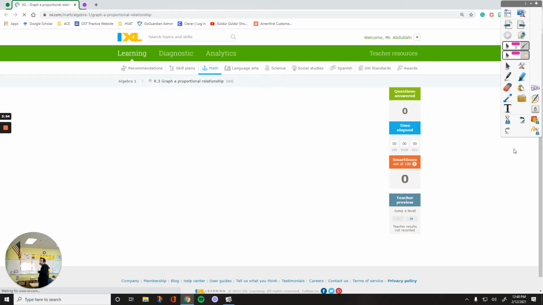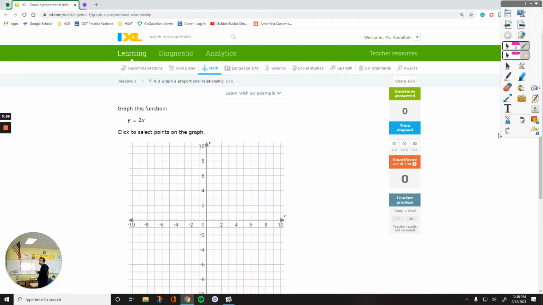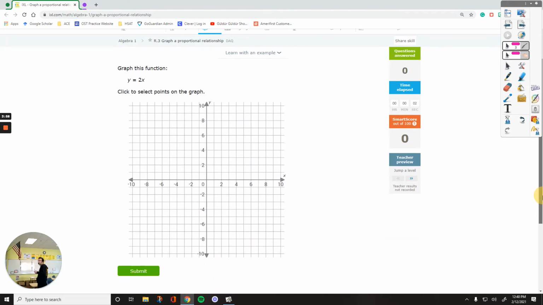Let's talk about the second method. I don't know what happened though. Okay, let's do this by using the proportions. Instead of dealing with the y-intercept and the slope, let's just do this. y equals 2x.